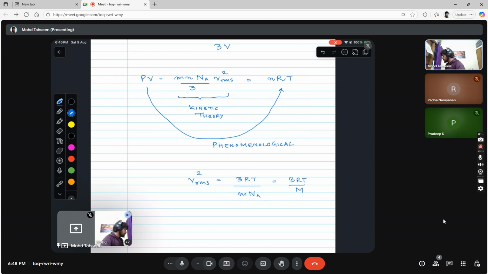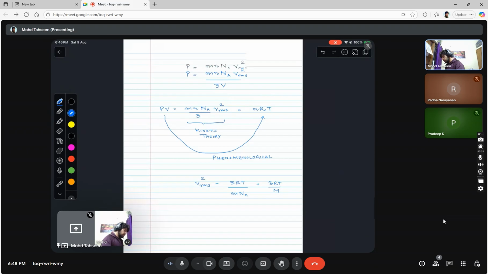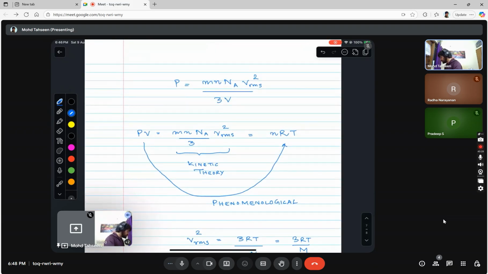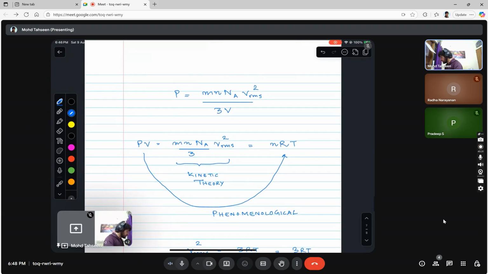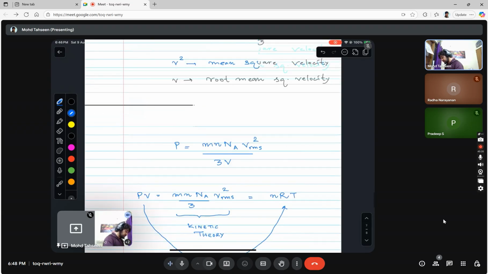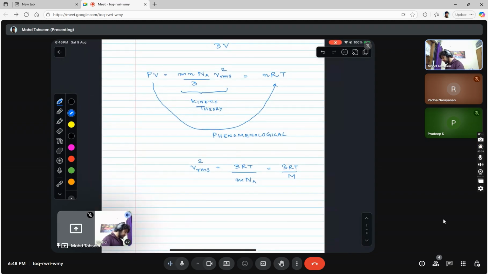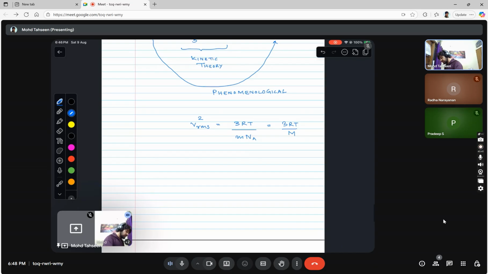So I'll just write a few more equations. So if we look at, let's say, this equation itself, right? So let's try to get a few more quantities from here.